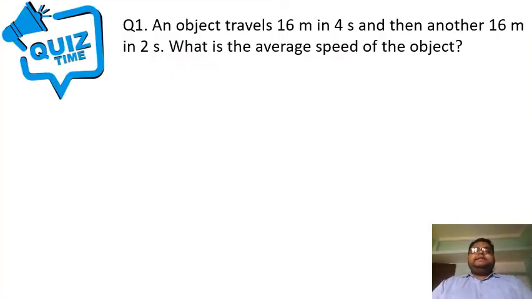So now let's proceed ahead. Students, there is a quiz for you. An object travels 16 meters in 4 seconds, and another 16 meters in 2 seconds. Then what will be the average speed of the object? Students, just try to calculate this. I am giving you 10 seconds before we solve it together.